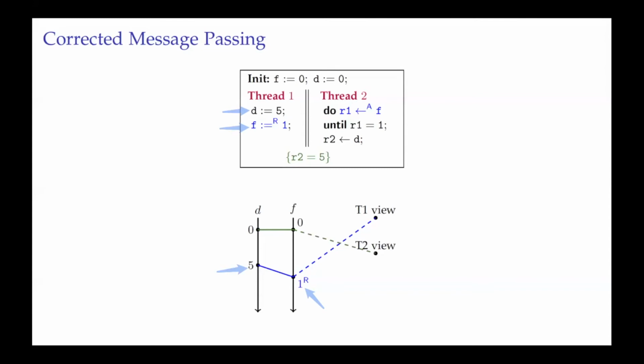In thread 2, we have an acquiring read of F. If this read reads from the releasing write that we just introduced, we end up with a new state that you see on the screen. Not only has thread 2's view been updated to the new write for F, we also have that thread 2's view of D has been updated to the value 5.